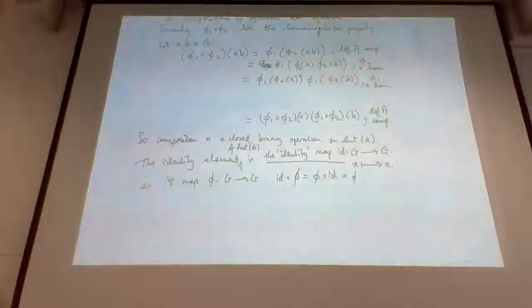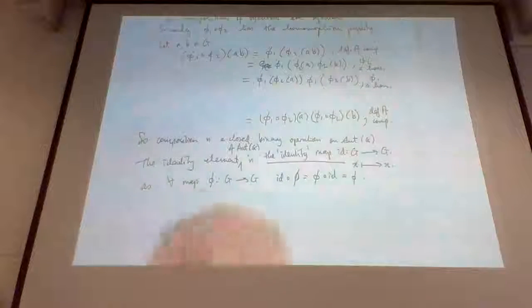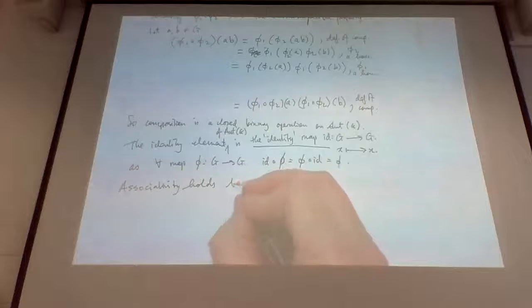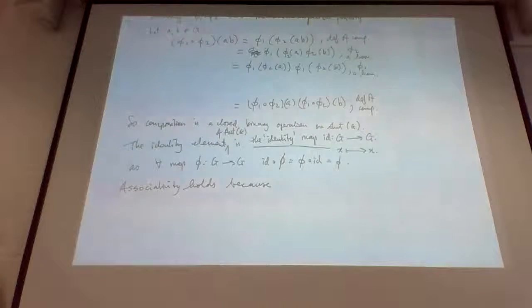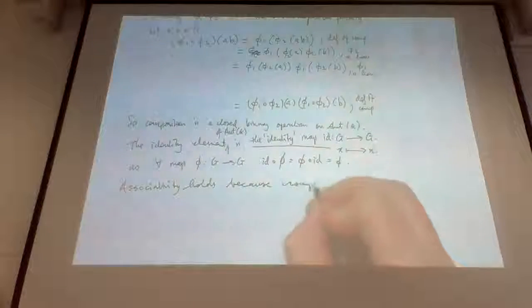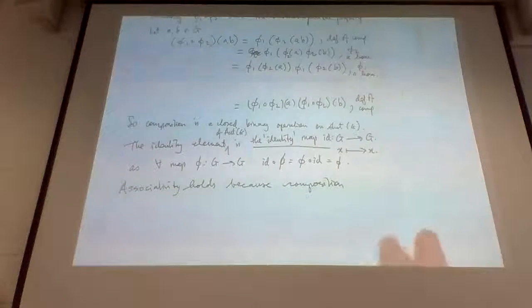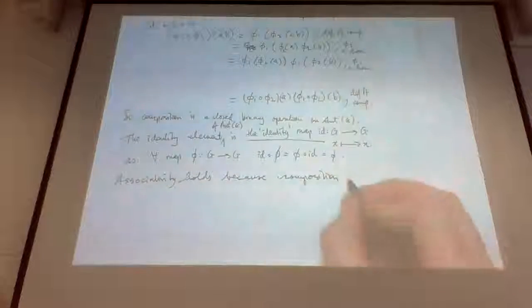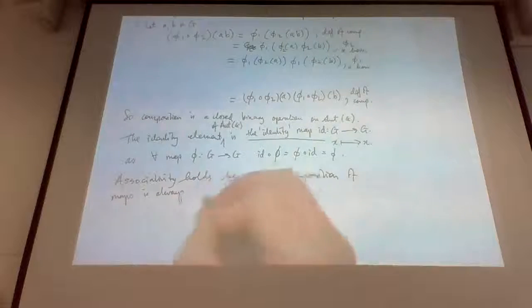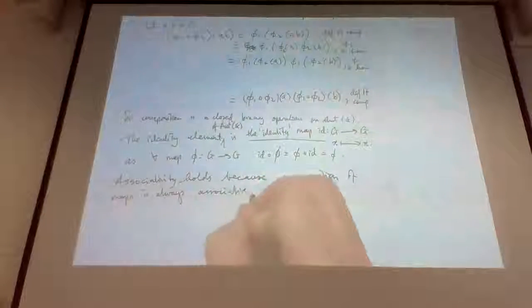We've done closure, we've done the identity element, associativity holds because composition of functions is associative. We got it first year, didn't we? Associativity holds because composition of any type of functions, as long as you can define the composition, is going to be associative. Composition of maps is always associative.